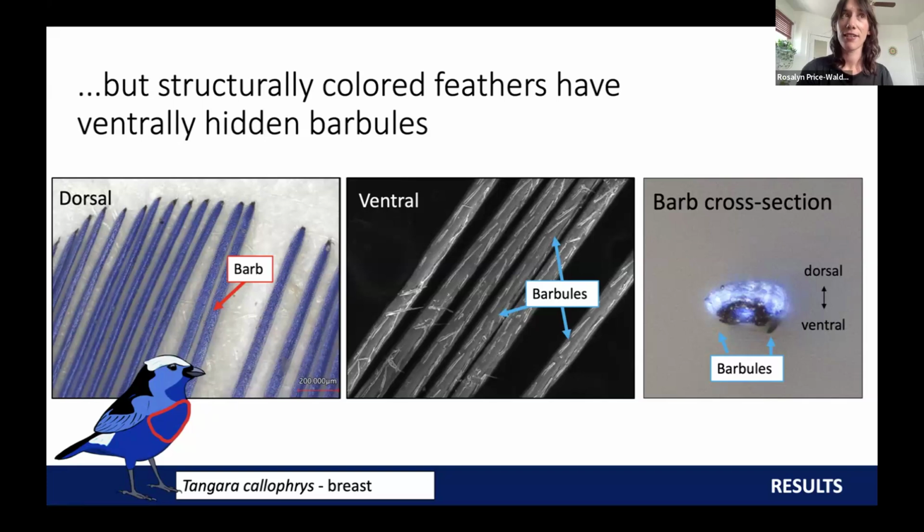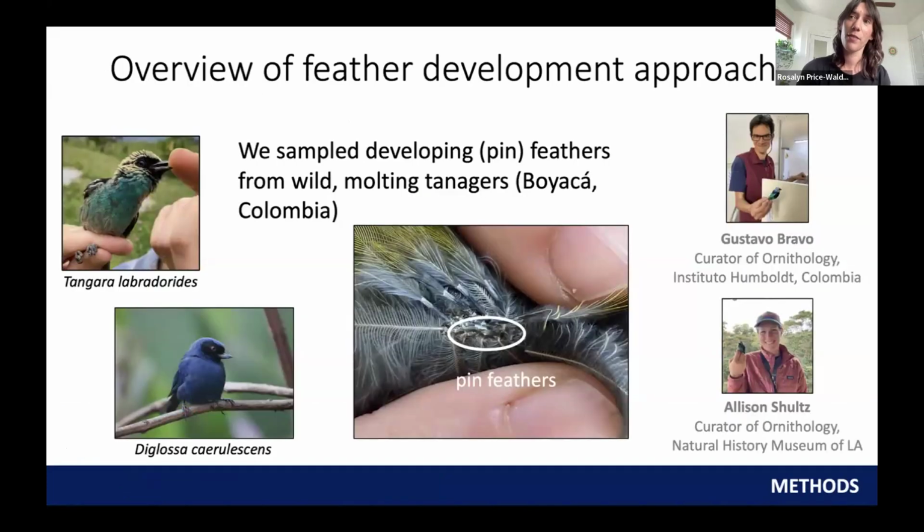So in the last few minutes, I'll tell you just a tiny bit about the work that we're doing to understand feather development. So typically feather development is studied by plucking and regrowing feathers from captive birds. That wasn't really feasible with tanagers. So my collaborators, Allison and Gustavo, and I spent a few weeks mist-netting molting tanagers in Colombia and sampling their developing pin feathers alongside a really amazing team of researchers from the Humboldt Institute.